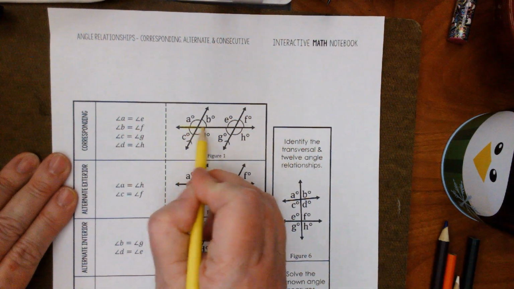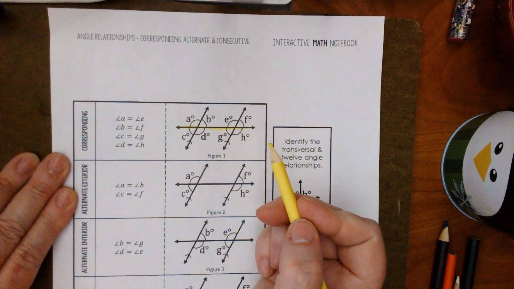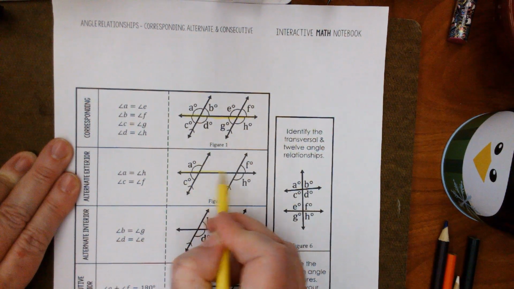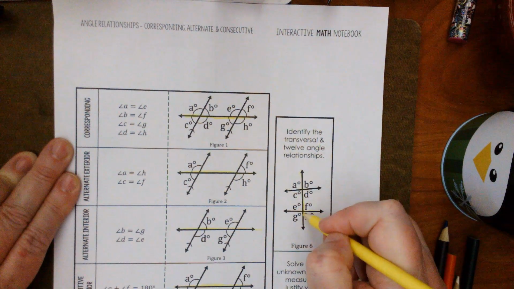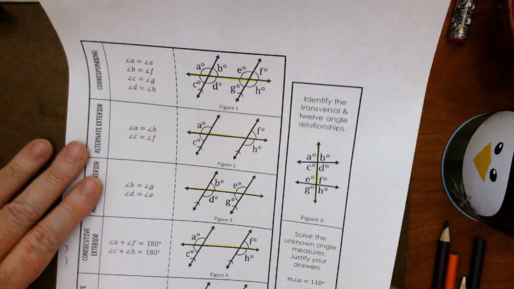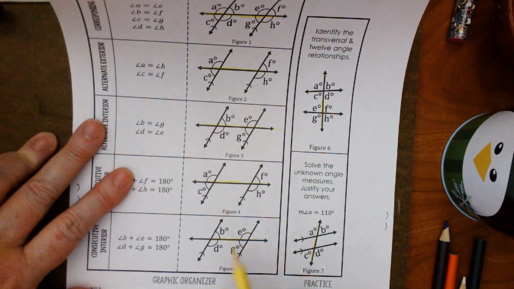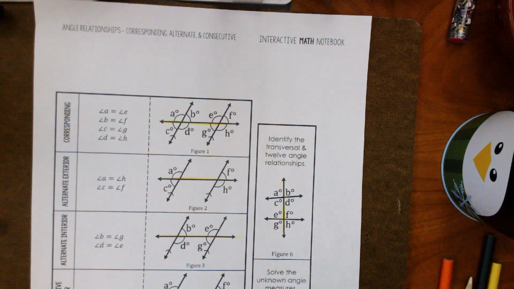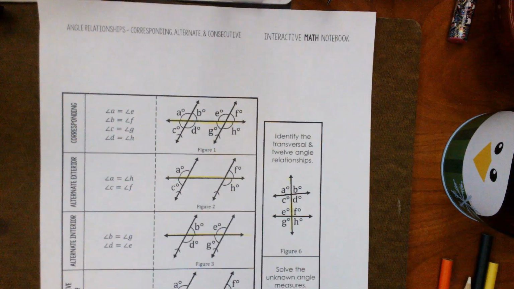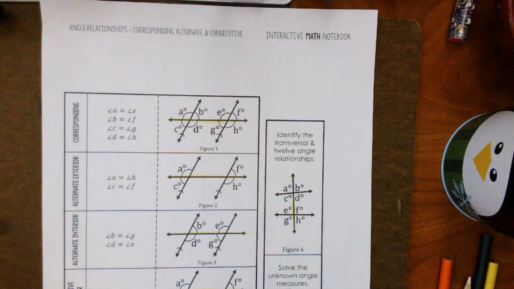So I'm going to put a yellow, so we know that that's the transversal. I'm going to do that for every line on the page, okay? And actually, I'm going to do it on the lines on the other side too. So I made yellow the transversal, okay? So it's the line that goes through the parallel lines. Now, we're going to look at what angles equal each other, all right?